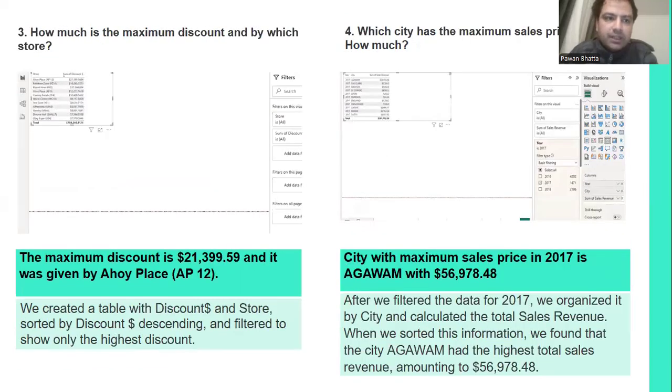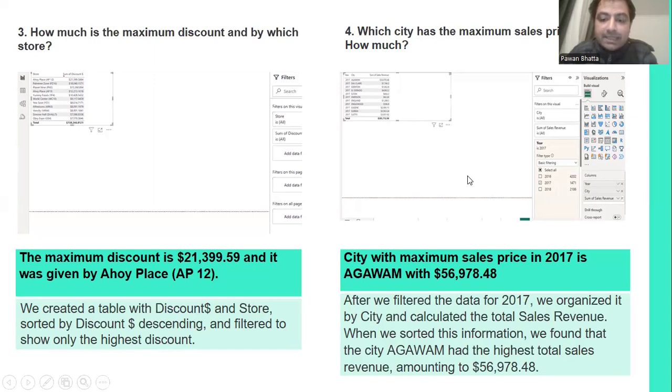For question number 3: how much is the maximum discount and which state or store gave it? The maximum discount is 21,399.59 and it was given by Ahoy Place. For this, we created a table with discount and store, sorted by discount descending, and filtered to show only the highest discount.